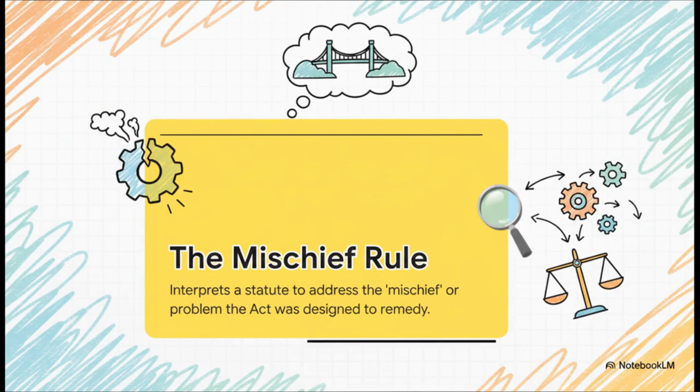So here's how it works. The court looks at what the situation was before the new law was passed to identify the mischief, the problem or the loophole it was trying to fix. Then they interpret the law in whatever way best stamps out that mischief and makes the solution work.